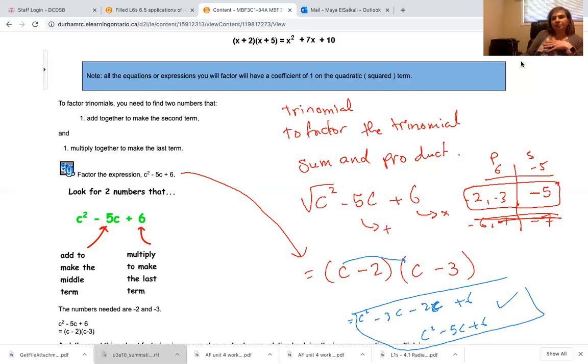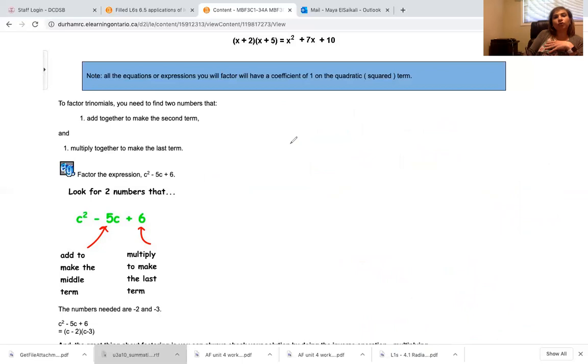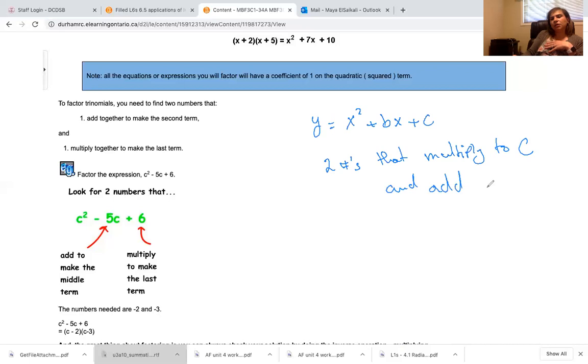So remember, in order for you to factor a trinomial, if I have a trinomial, and remember in this case a is equal to 1, so I have x squared plus bx plus c, you're looking for two numbers that multiply to get c, and add to b. Okay, so you're looking for two numbers that multiply to get your last term, which is c, and add to your middle term, which is b.